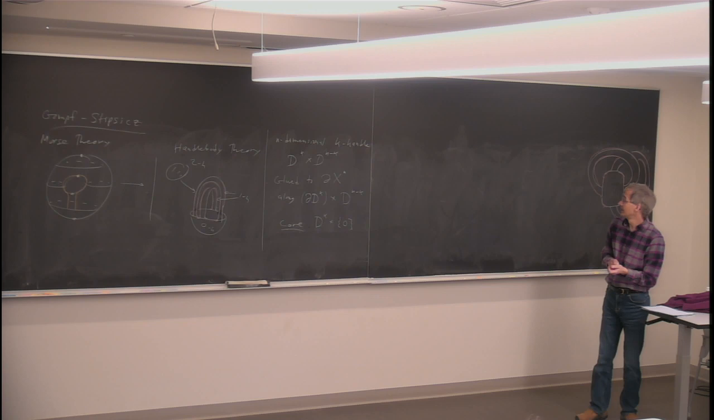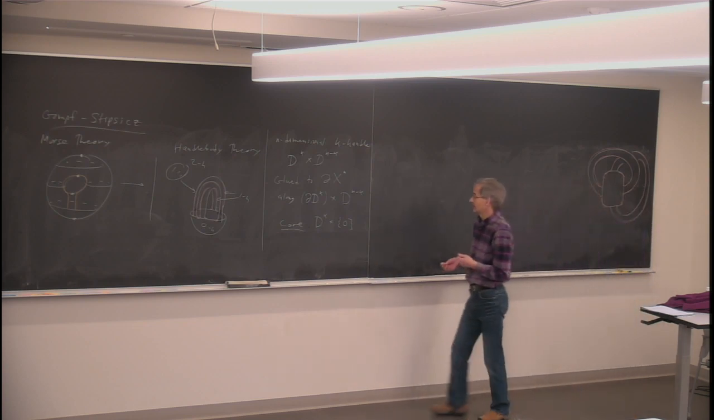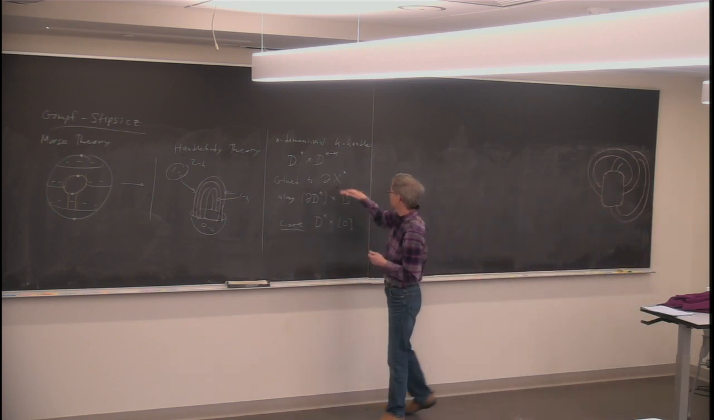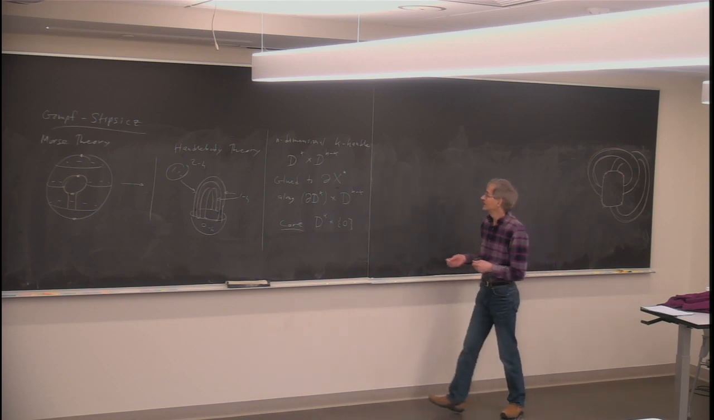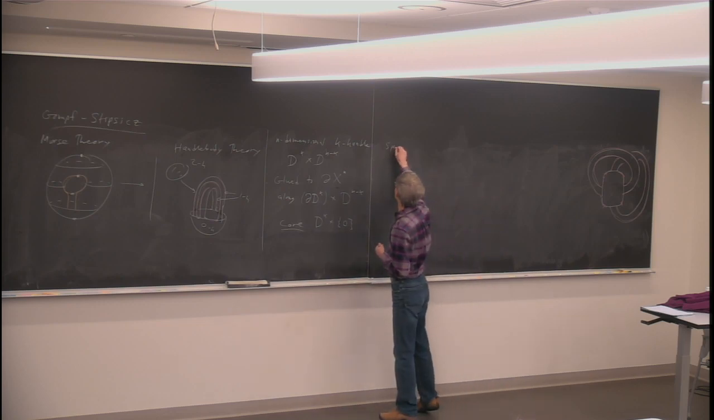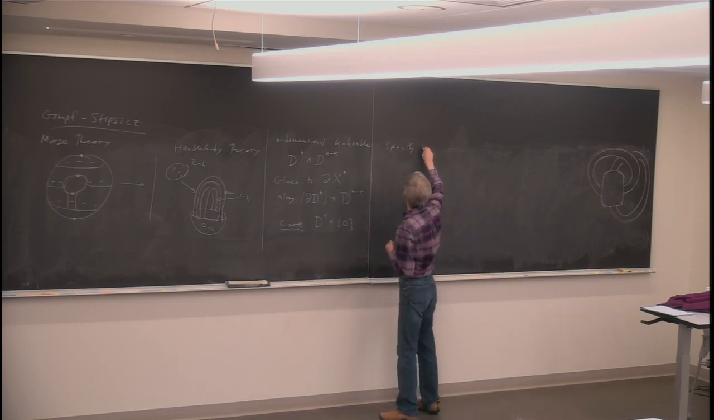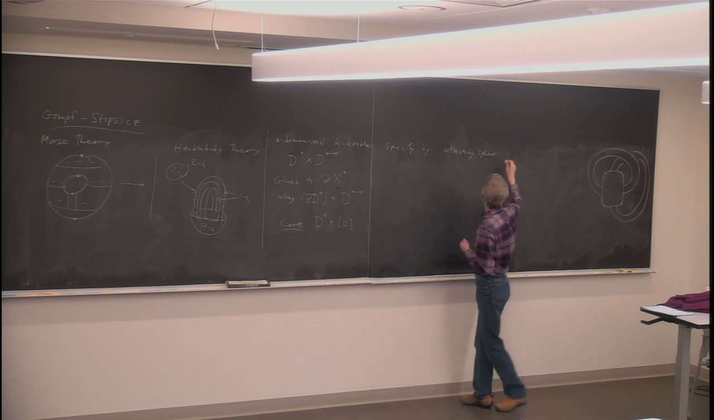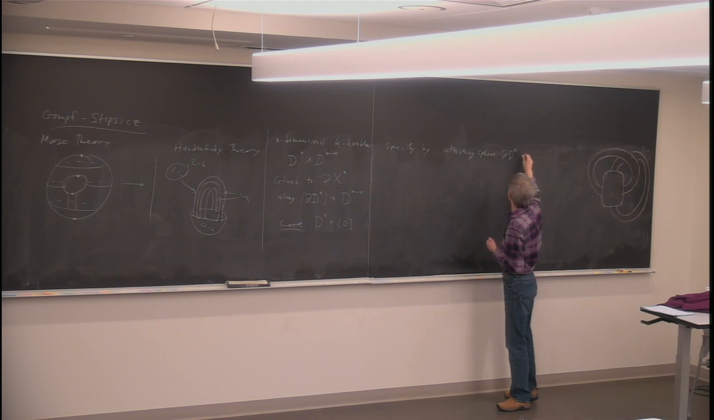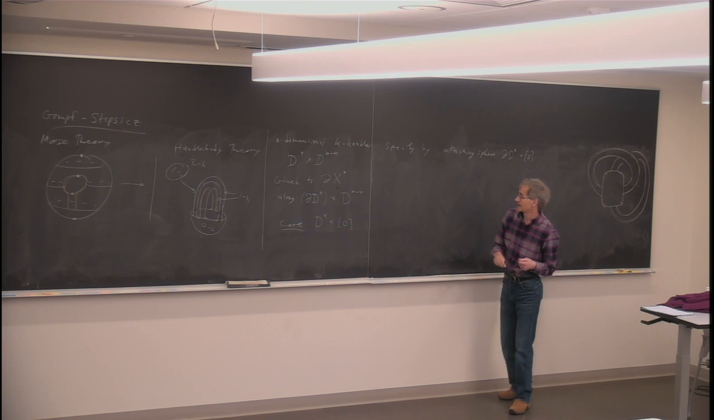So we need to attach these to things. And then the question is, what information do you need to specify the attaching? First of all, we specify a sphere, which is the boundary of D^k cross 0.